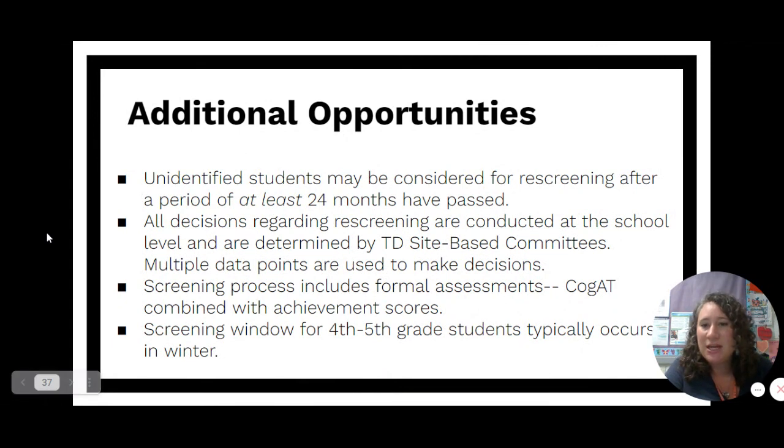Additional opportunities: the unidentified student may be considered for rescreening after a period of at least 24 months. All decisions regarding rescreening are conducted at the school level and are determined by the TD site-based committee. Multiple data points are used to make this decision. The screening process includes formal assessments, COGAT combined with achievement scores. The screening window for 4th and 5th graders typically occurs in the winter.